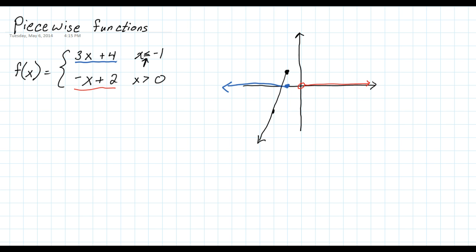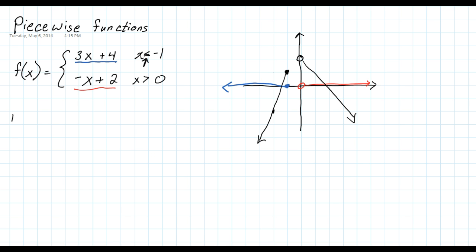Now I'll do the same thing for the second part. I'll plug in 0 and see what I get. I get 2. But now instead of drawing a solid dot, I'm going to draw an open dot. And then I will go down 1, right 1, because my slope is -1. And I'll go ahead and draw that line. And so now I've plotted this function.